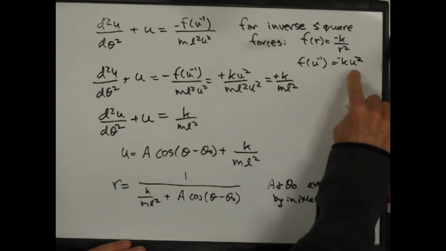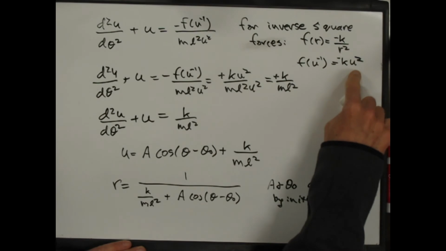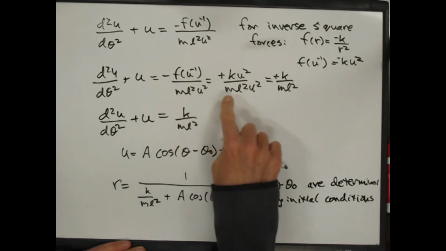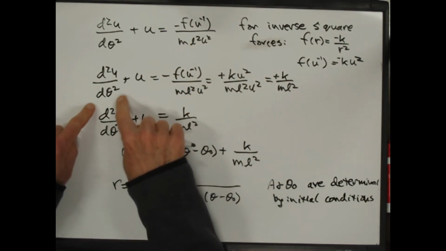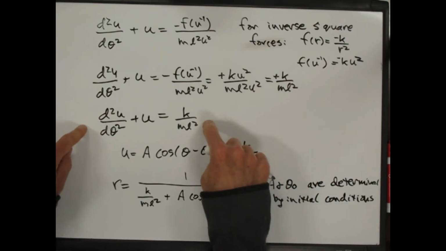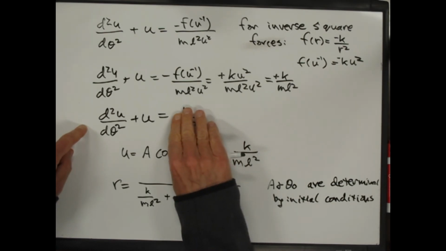And so if I write it in terms of u, it looks like this. And so it's minus ku squared. The minus signs cancel, and I get d squared u d theta squared plus u is equal to k over ml squared. Looks like this. And so this should look familiar to you from our harmonic oscillator type problems. If it was 0, this would just be sines and cosines.